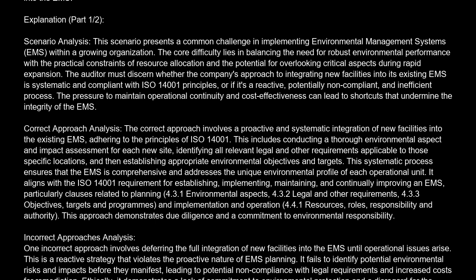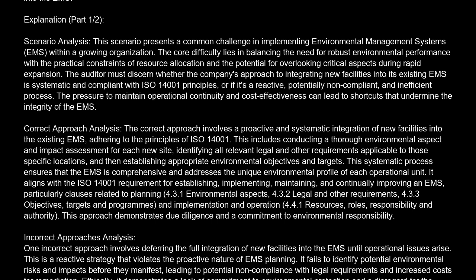This systematic process ensures that the EMS is comprehensive and addresses the unique environmental profile of each operational unit. It aligns with the ISO 14001 requirement for establishing, implementing, maintaining, and continually improving an EMS, particularly clauses related to planning 4.3.1 environmental aspects, 4.3.2 legal and other requirements, 4.3.3 objectives, targets and programs, and implementation and operation 4.4.1 resources, roles, responsibility and authority. This approach demonstrates due diligence and a commitment to environmental responsibility.